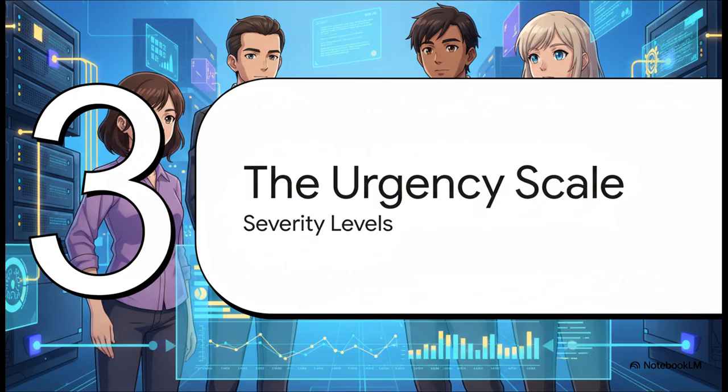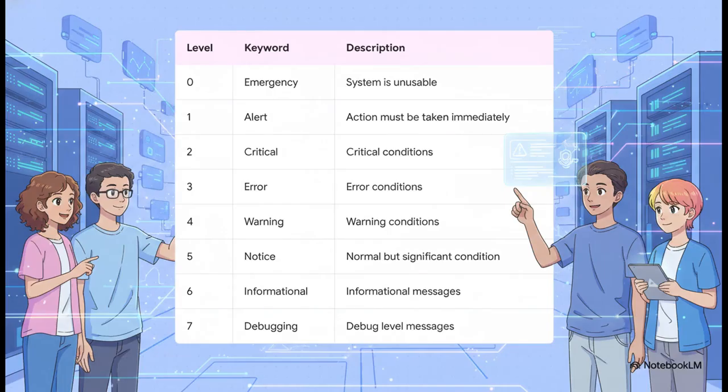Some are just kind of informational, while others are basically screaming for your immediate attention. This scale right here is the heart of Syslog's power. It runs all the way from level 0 emergency, which basically means the system is completely unusable, think the building is on fire, bad, all the way down to level 7, which is just for debugging. The main takeaway is simple. The lower the number, the bigger the problem. This is the system that lets you filter out all the noise and focus on what actually matters.